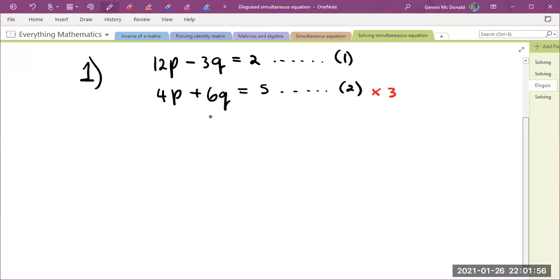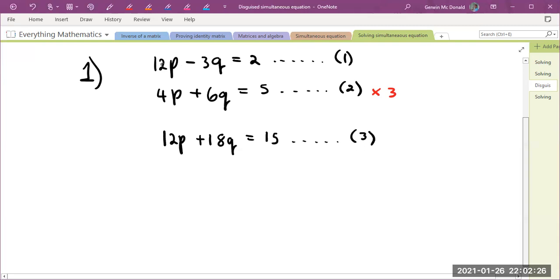If I multiply equation 2 by 3, I will end up getting the coefficient I need to be the same. So I multiply everything by 3 to create equation 3. So 3 times 4p is 12p, plus 3 times 6q, that will be 18q, and 3 times 5, that will give me 15. And this will be my equation 3.